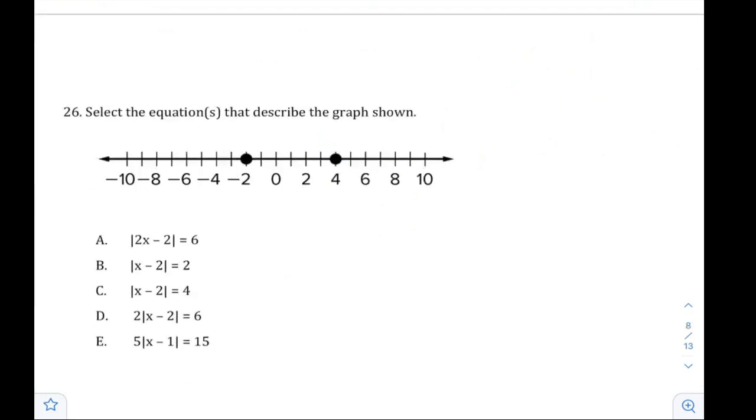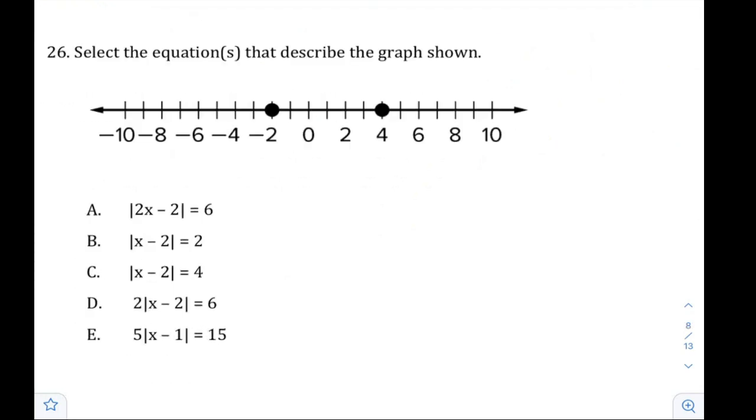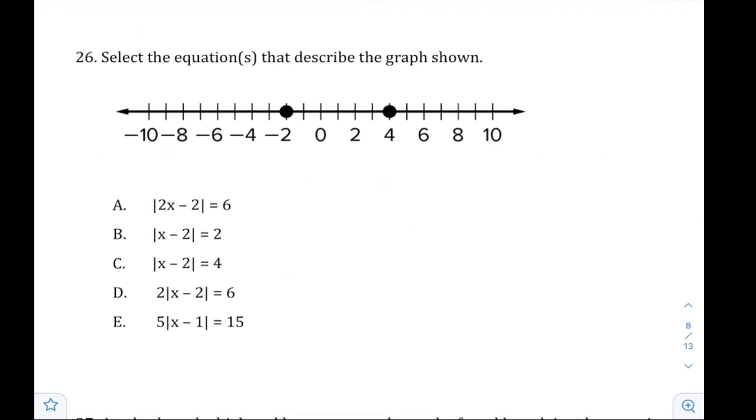Now, here we will see. If you want to write the equation, it is absolute value of x minus the midpoint is equal to the distance. The midpoint is easy to find, which is how much? It is 1. So we can say it's x minus 1. And the distance from 1 to 4 is 3.